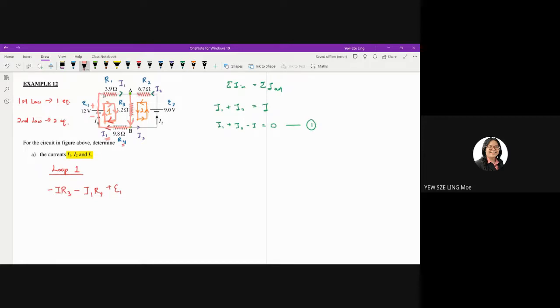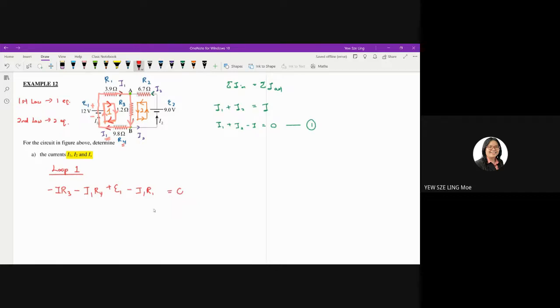Then it keeps moving and passes through R1. Once again, it experiences a potential drop, because I1 and the loop are pointing in the same direction. So we'll stick to negative I1 R1. As I keep moving, now I'm back to point A, junction A, so the sum equals 0.